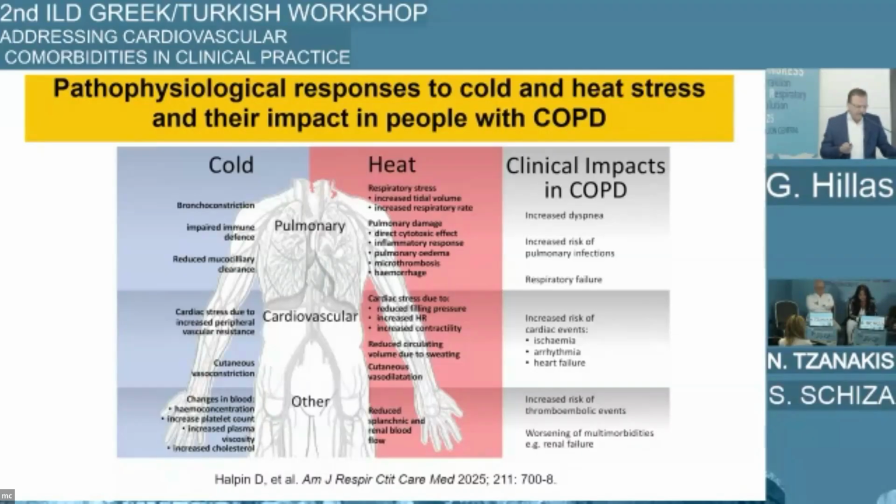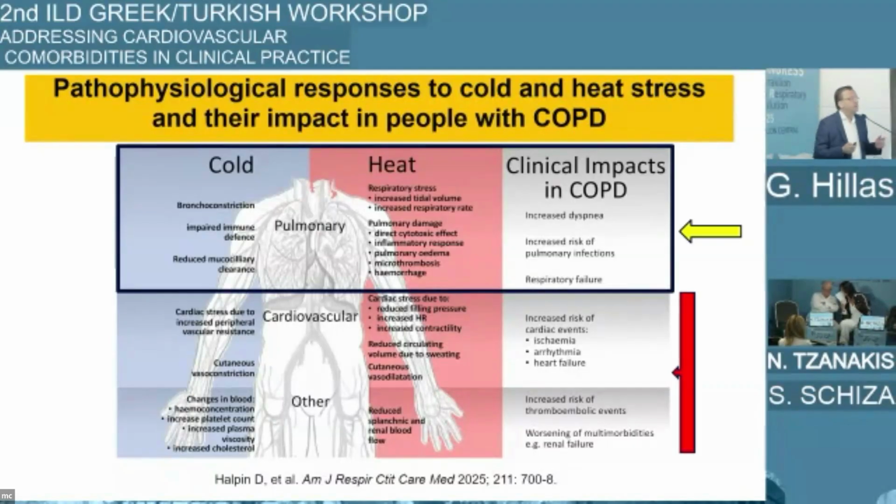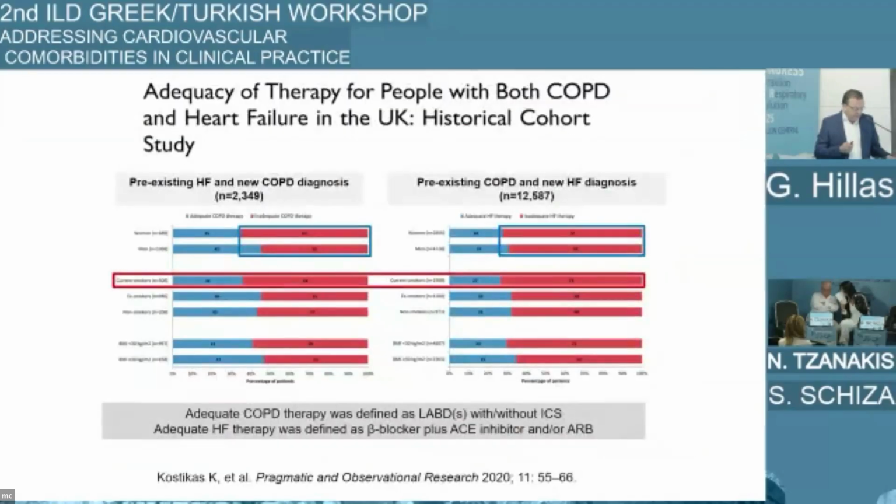Cold is associated, for example, with bronchoconstriction, impaired immune defense, whereas heat with respiratory stress, increased tidal volume, increased respiratory rate, pulmonary damage, and finally, with clinical impacts in COPD: increased dyspnea and risk of pulmonary infections, respiratory failure, increased risk of cardiac events such as ischemia, arrhythmia, heart failure. Keep in mind climate change and COPD.